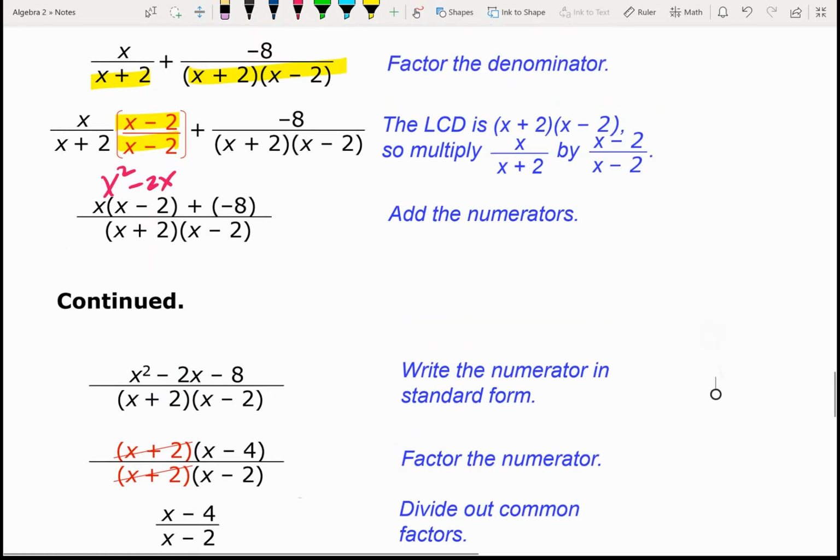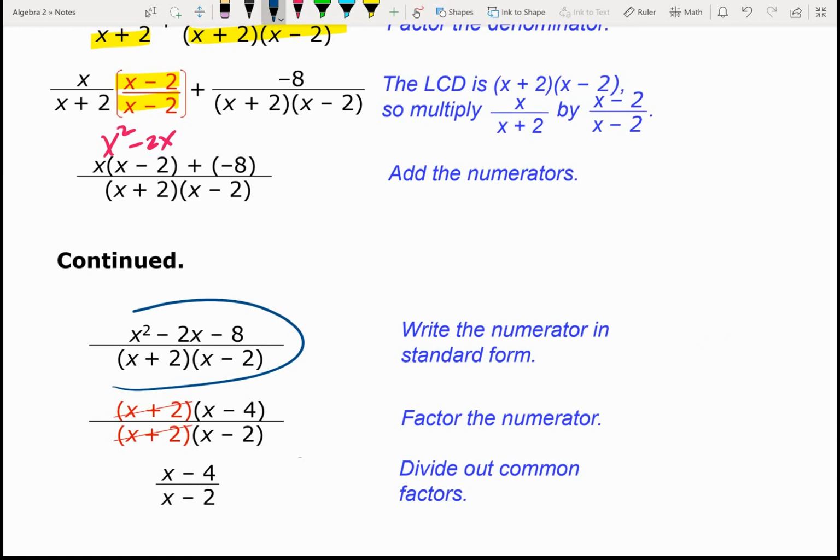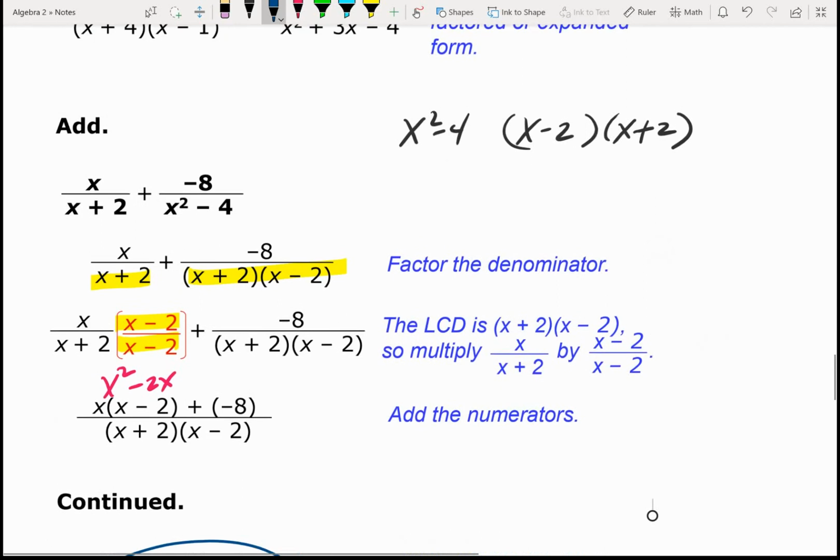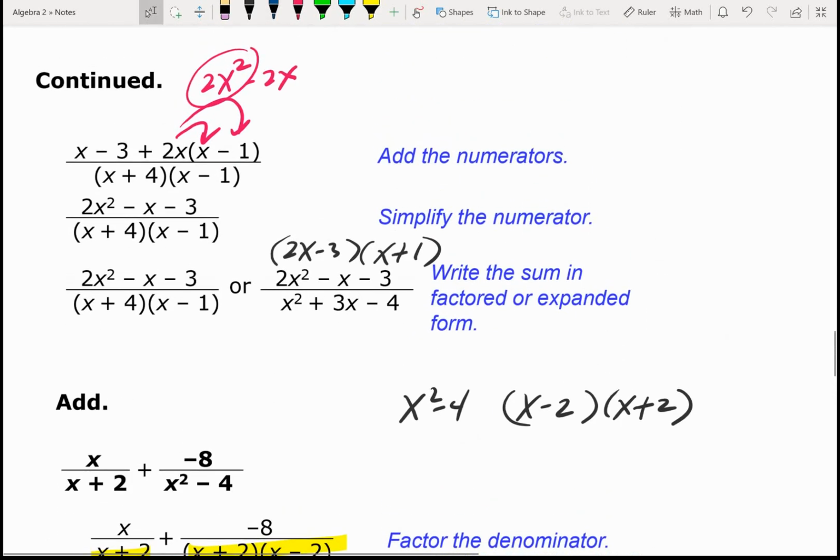Okay, so you should always try and factor. So when you get to this point here, you should try and factor the numerator to see if you can cancel out a factor in the denominator. And I was able to with that one. With the other one, I couldn't. When I factored 2x squared minus x minus 3, I got 2x minus 3 times x plus 1. But I was not able to cancel out a factor in the denominator. I had x plus 4 and x minus 1. Couldn't do it.